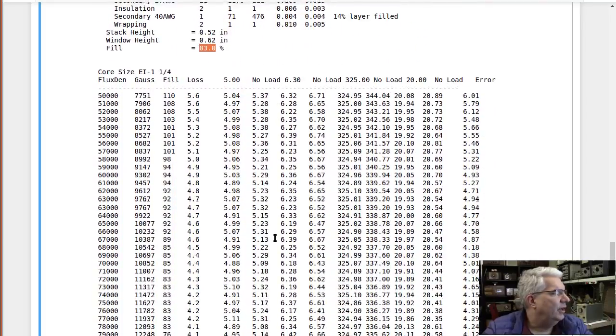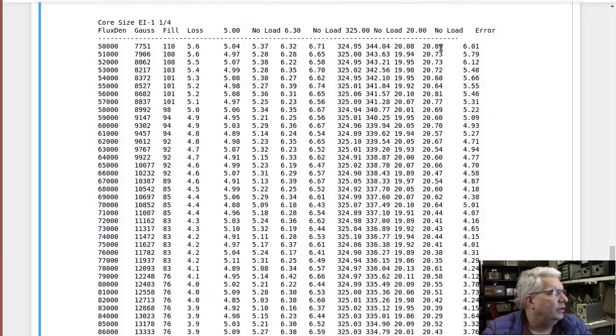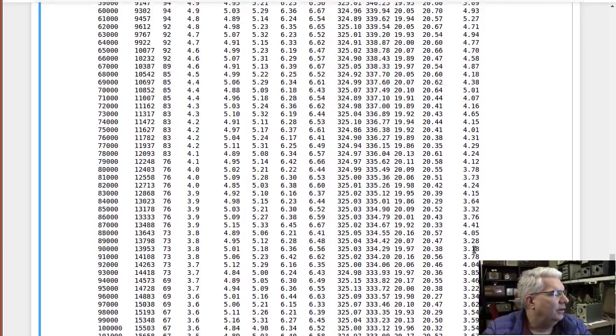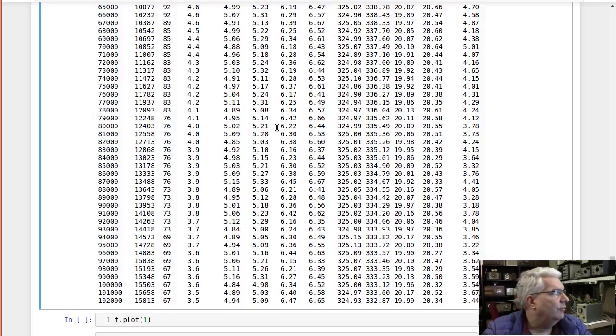If we look at the flux table down here, this is printing out a bunch of errors. This is printing out the error itself right here. So this is the error. This last column is the error for the full load voltages versus what I desired, and the regulation itself.